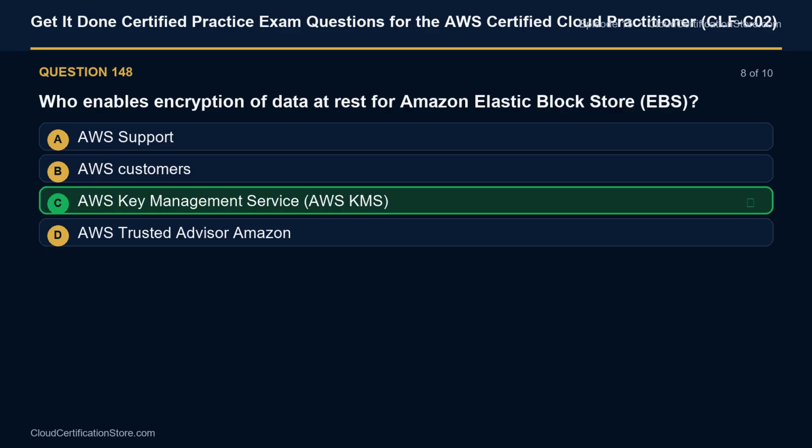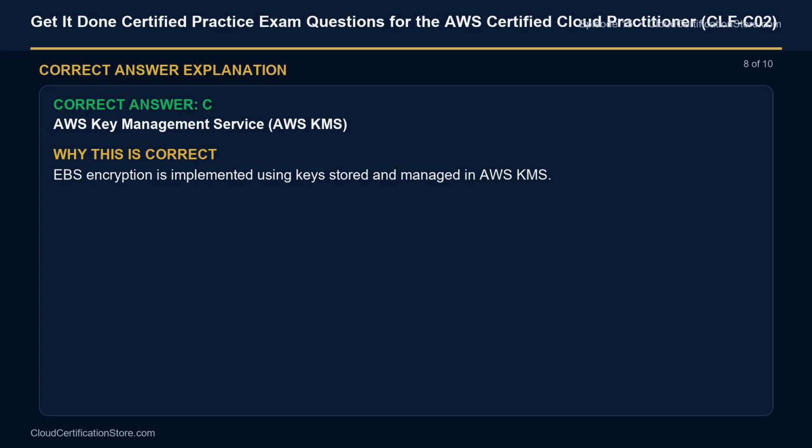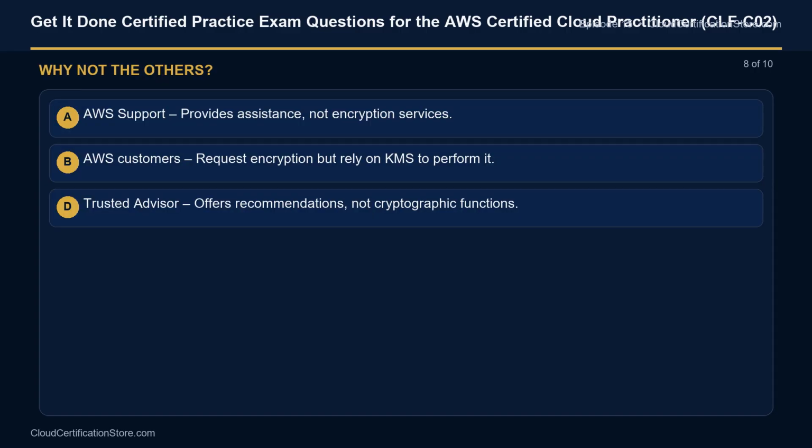The correct answer is C, AWS Key Management Service, AWS KMS. Explanation: EBS encryption is implemented using keys stored and managed in AWS KMS. Why not option A? AWS Support provides assistance, not encryption services. Why not option B? AWS customers request encryption but rely on KMS to perform it. Why not option D? Trusted Advisor offers recommendations, not cryptographic functions.